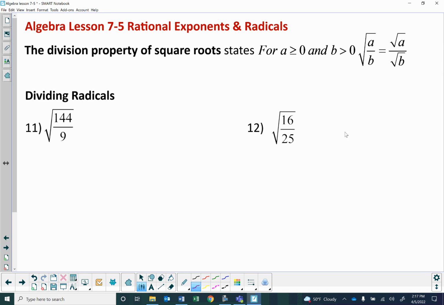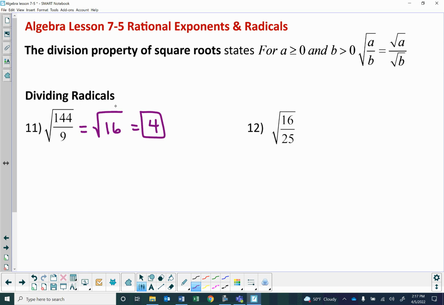If you look at number 11 here, I have the square root of 144 ninths. 144 is not nicely divisible by 9, I don't think. Actually, it is. Okay. So let's do this. If I have 144 ninths, if I take 144 and I divide it by 9, I get 16. So that becomes the square root of 16. And what's the square root of 16? Well, that is 4. Okay. So we could be done right at that point.